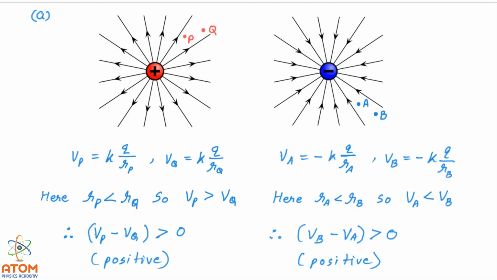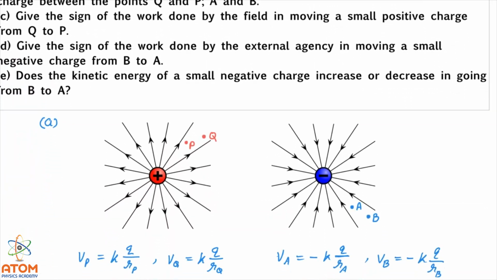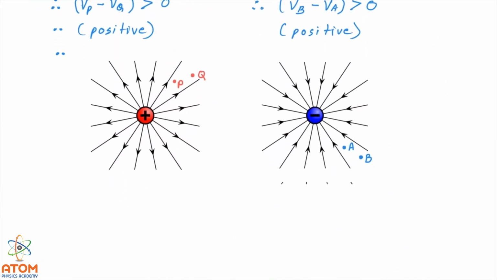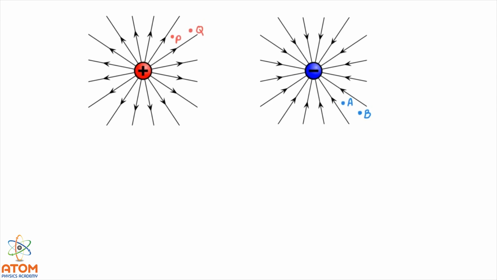Now let us have a look at question B first. Here it is: give the sign of the potential energy difference of a small negative charge between the points Q and P, and A and B. Let us solve that. We'll again use the same figure, and now we are going to solve this B.